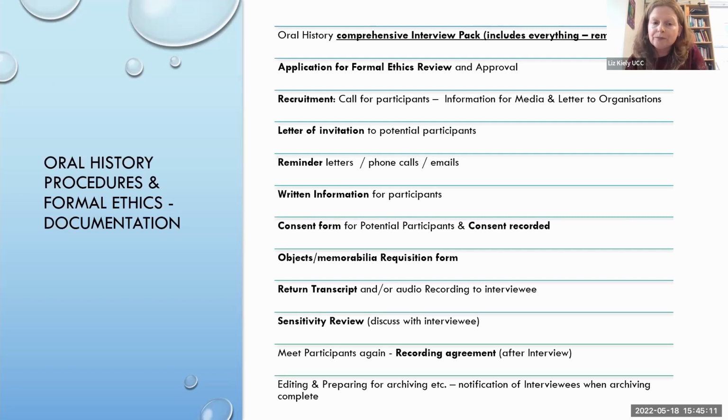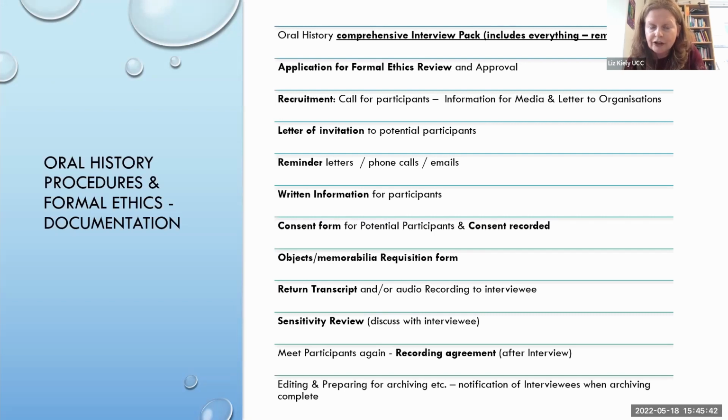So from the start, I think what is really useful to have is a comprehensive interview pack that includes all of the documentation and the templates that we need when we're going about doing our oral history work, and which also includes the reminders of everything we need to carry with us or have with us when we're engaged in the project. Really convenient when we're working as part of a team, but also really convenient just when we're working as an individual. So I include everything in that interview pack.